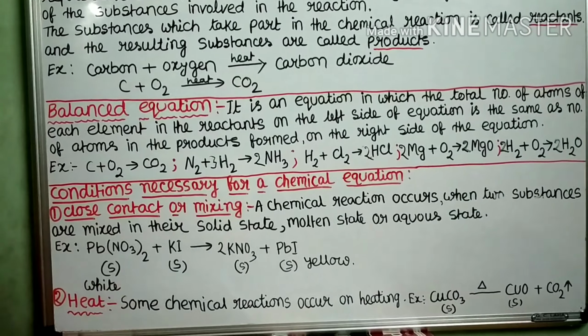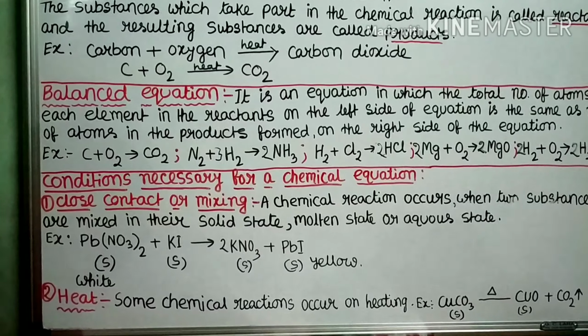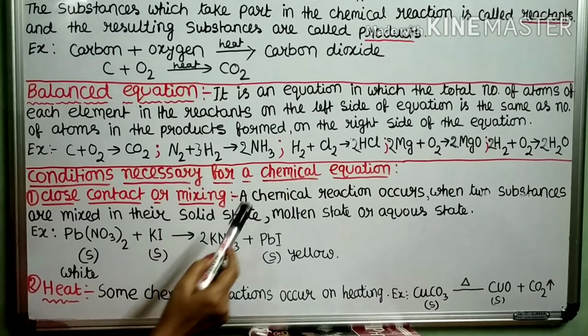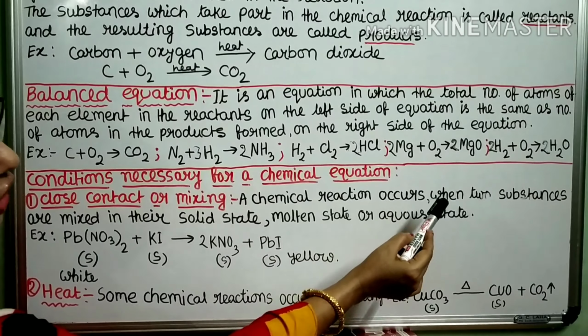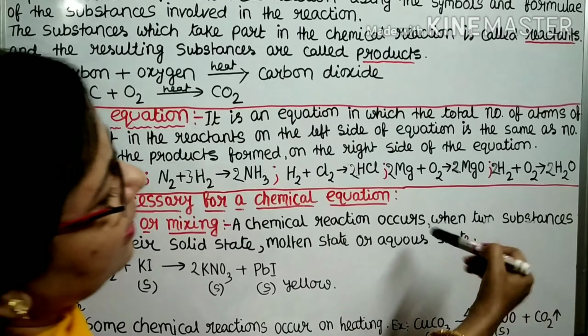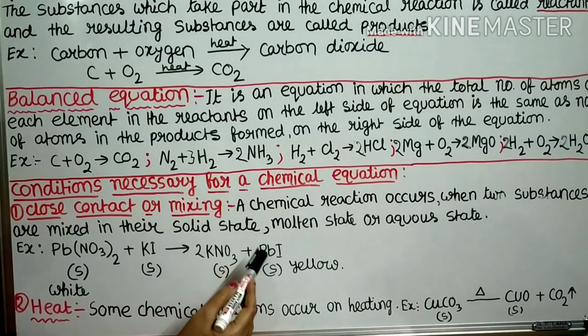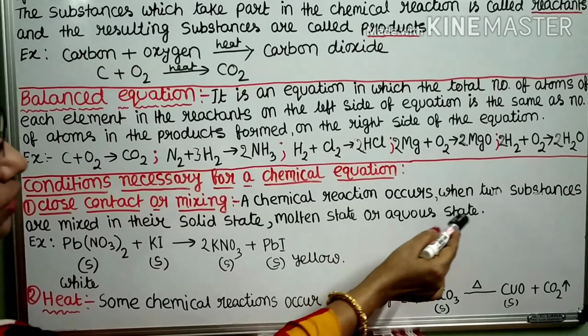Next, conditions necessary for a chemical reaction. First, a close contact or mixing. A chemical reaction occurs when two substances are mixed in their solid state, molten state or aqueous state.